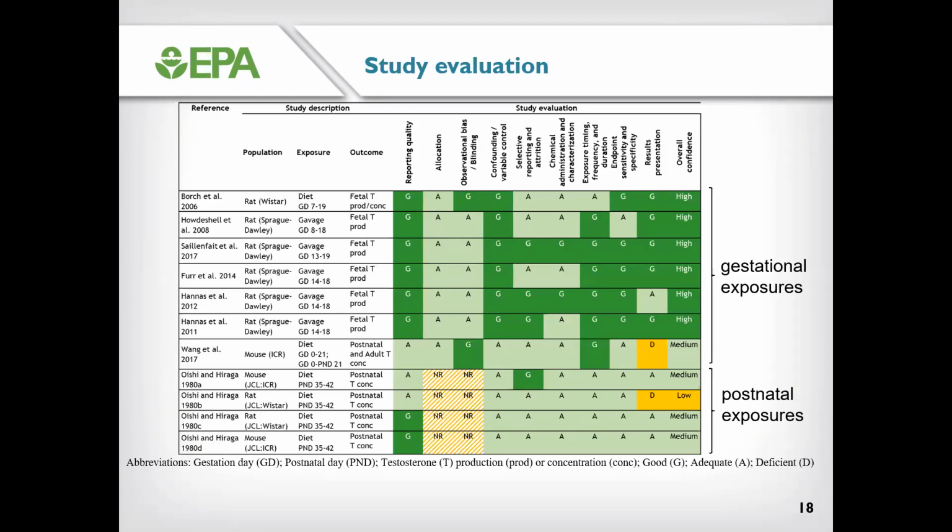So you can see the gestational exposure studies, if you look at those first, we didn't have many concerns about them. We give them good ratings across most domains with some adequates mixed in. The one exception, you can see the study by Wang et al. in mice had a deficient rating for its results presentation, and that's due to them showing their data for the F1 male pups as an average of individual pups, which is something that's been shown to potentially increase the significance of the results.